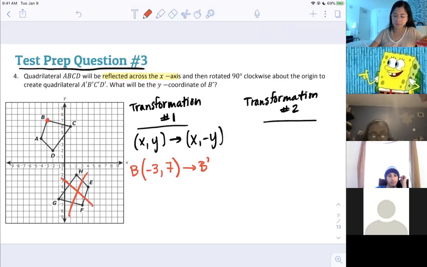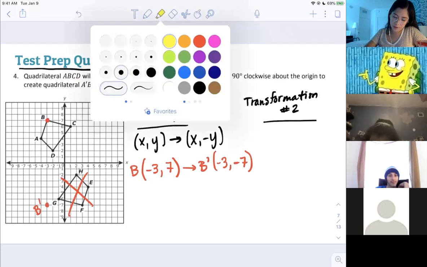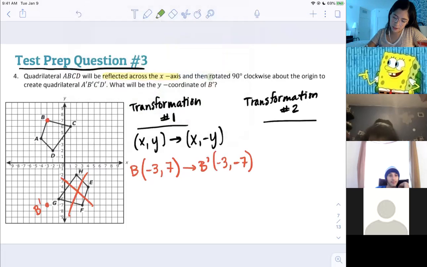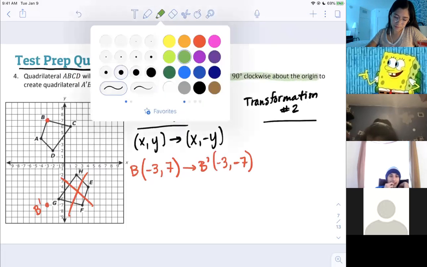-3 comma -7. Nice. So now, here's B prime with the first transformation. But then I have to do a second transformation, which is a 90 degrees clockwise rotation about the origin.